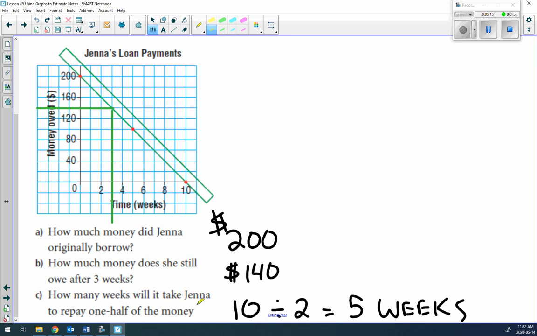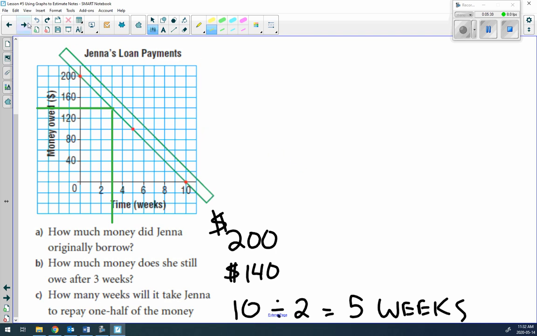How many weeks will it take Jenna to repay half the money? So 200, half the money would be 100, whereas 100 right there, we come across, we go straight down. Yeah, 5 weeks, right? You can use graphs to give yourself a lot of information about what's going on. And again, this one is very limited. Like we have a set time frame, 0 to 10 weeks and 0 to $200. So there's really no reason to go outside this graph.